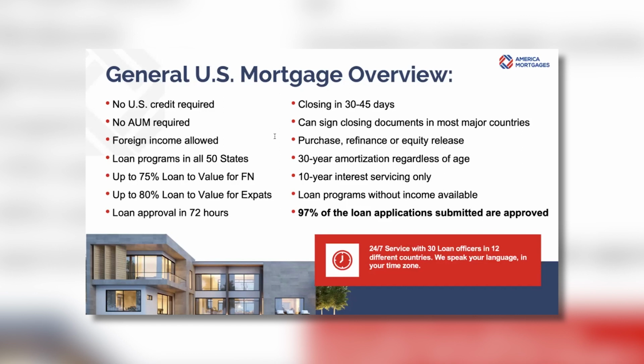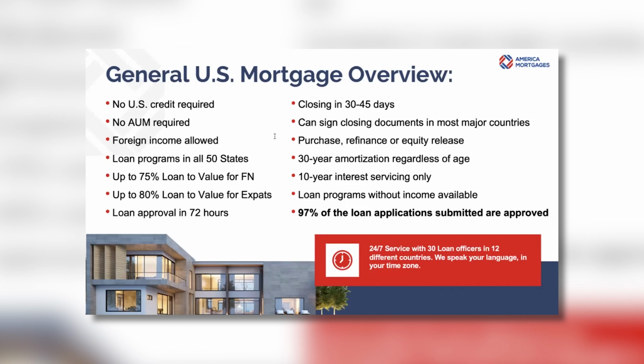Foreign income is allowed. So if you're earning your money in Thai baht or euros or whatever it may be, that is not an issue with us. We have loan programs in all 50 states. If you're a foreign national, you can get up to 75% loan to value. If you are a U.S. expat, you can get up to 80% loan to value. And that's on a purchase. If you are looking to refinance, then it's just reduced slightly to 70%.